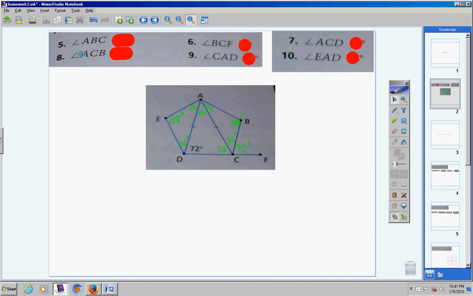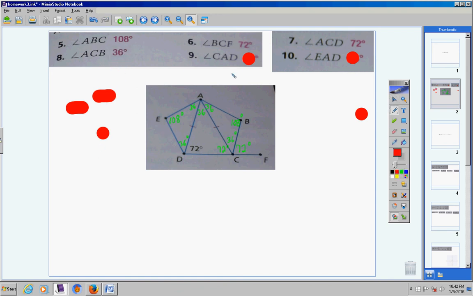Okay, here we go. What is the measure of angle ABC? So ABC, this big angle right here, 108. What is the measure of angle BCF? So B down to C over to F. So this angle right here, 72 degrees. What is the measure of angle ACD? So A down to C over to D. So this angle right here, well, that's 72 degrees. So the answer would be 72 degrees. What is the measure of angle ACB? So A down to C up to B. So this angle right here, that's 36 degrees. All right, so the answer would be 36 degrees.